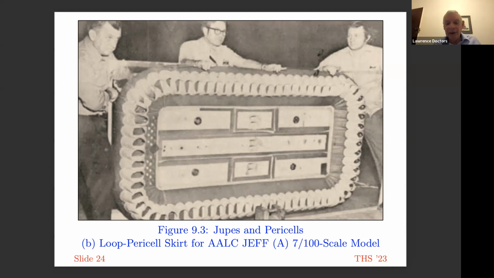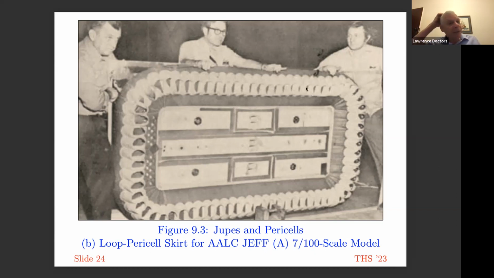There's a complicated story why they called it Jeff, which I won't say. And they had 2 versions of this, the A and the B. The A was the design developed by the Aerojet General Company, and then there was the B by the Bell Aero Systems. So you can see how the cells go all around the perimeter.